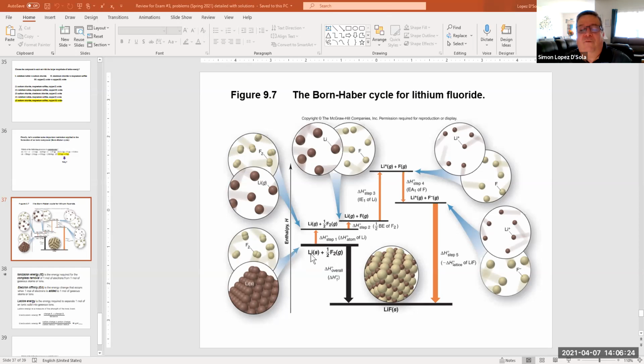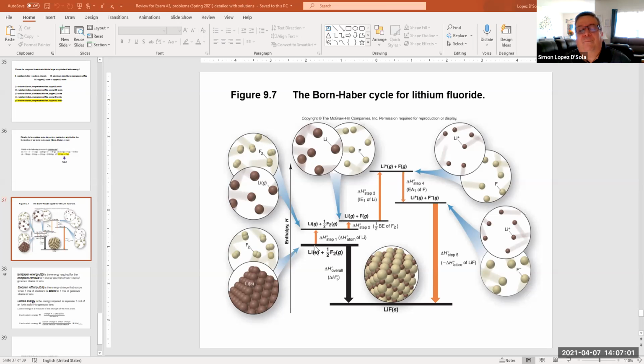So the process will start with lithium solid and fluorine gas. If you consider that, the first thing you need to remember is the formation of lithium gas from lithium solid. And remember, when you pass from a solid to a gas, that process is called sublimation. And sublimation is an endothermic process.